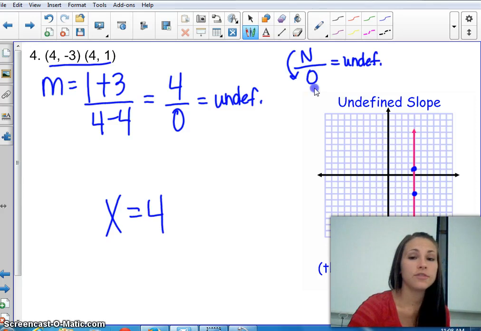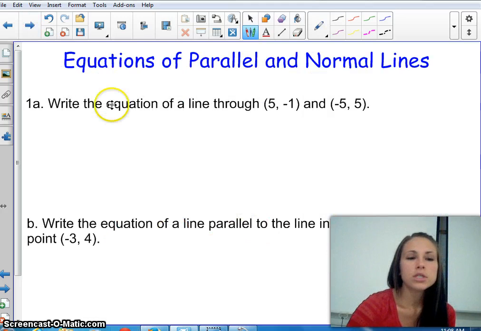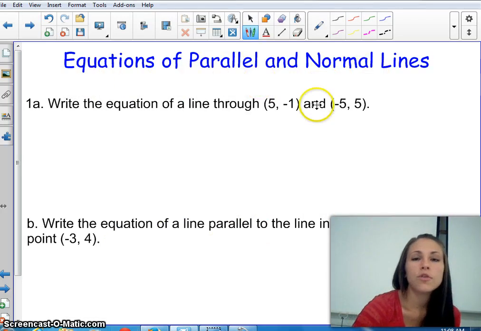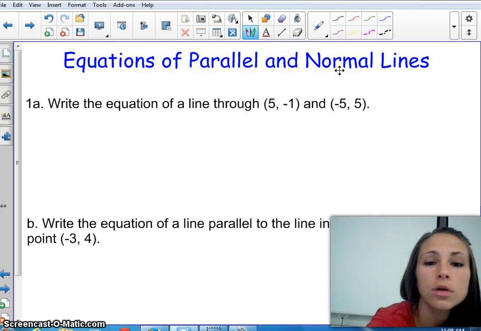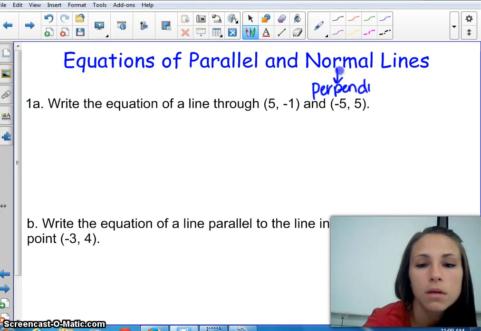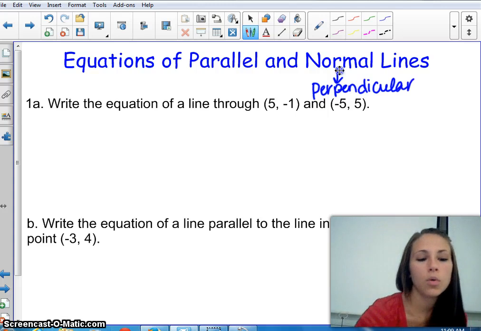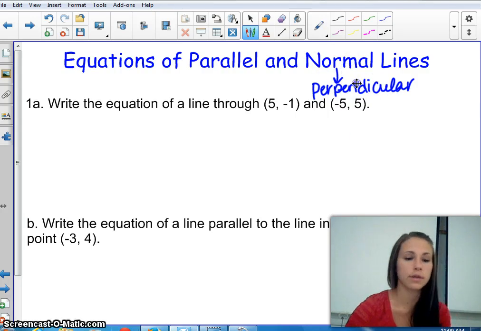And so those are the 4 different types of slopes we could have: a negative, positive, 0, or undefined. And so those are what our lines are going to look like depending on the slopes that we have. So let's look at equations of parallel and normal lines. You've heard these called parallel and perpendicular lines before. Normal just means perpendicular. So whenever you get to calculus, a lot of times normal lines are going to be called perpendicular lines. And so I just start calling them normal in pre-calculus so you get used to hearing that word.